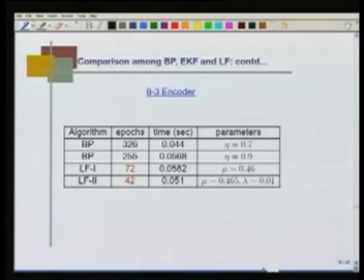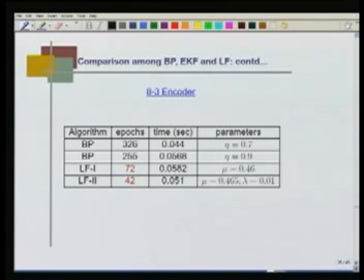Now the 8x3 encoder; you already know what an encoder is. If I use an 8x3 encoder map using a feedforward neural network, again if you look at the number of epochs necessary, LF1 and LF2 using the Lyapunov function are pretty small compared to backpropagation, and time-wise also you can see the comparison.